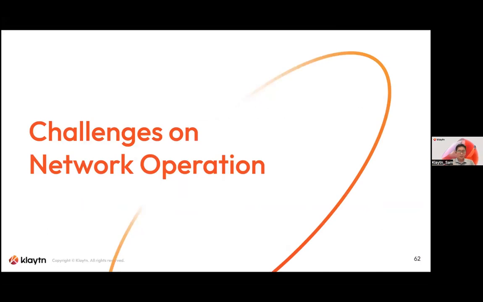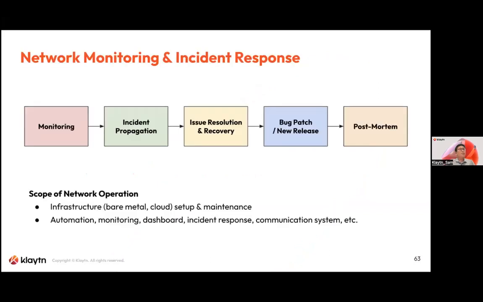And lastly, I want to talk about the network operation part, because this is very important in the mainnet development and operation. As I mentioned in the beginning, the mainnet cannot stop. It has to always be running, and that is really challenging. Outages or incidents are very critical to the mainnet. So we have to have a good monitoring system and incident response process and systems and so on.